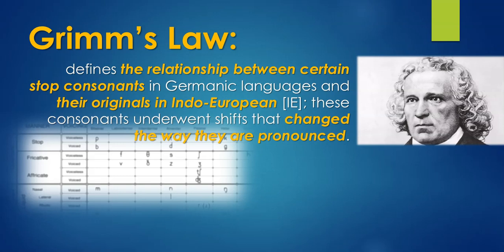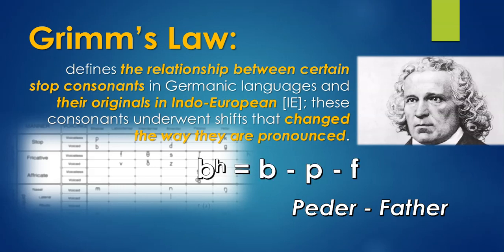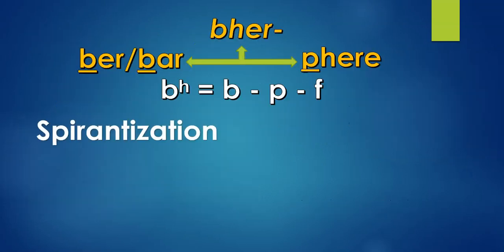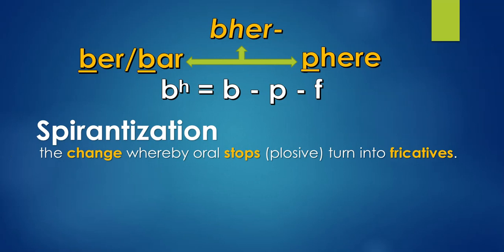So that explains, for example, why the word pedar is actually father. The Persian word pedar turned into father in the English language. The P and F changed. So bh became B and P or F in different Indo-European languages, and B and P and F are actually used interchangeably in Indo-European languages. And this is specifically called spirantization, when an oral stop turns into a fricative. So you have this B, but you're making it an F sound. You're turning it into a fricative. So that's spirantization happening in the European languages.